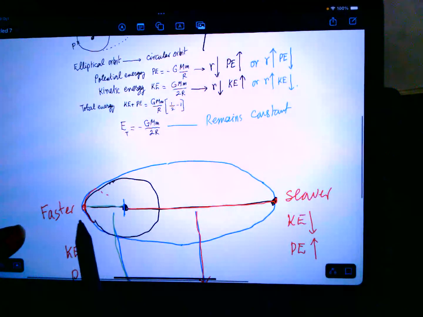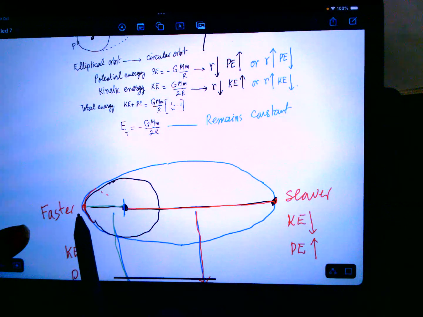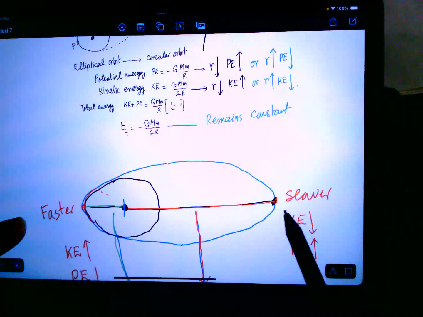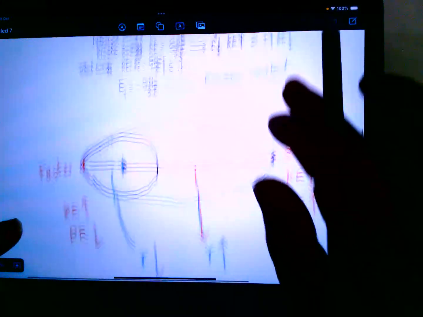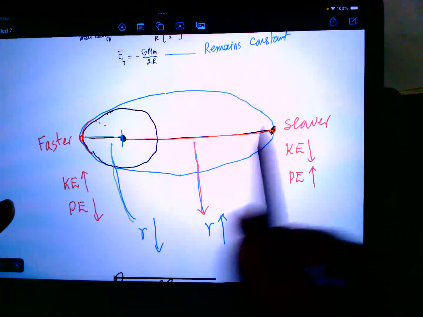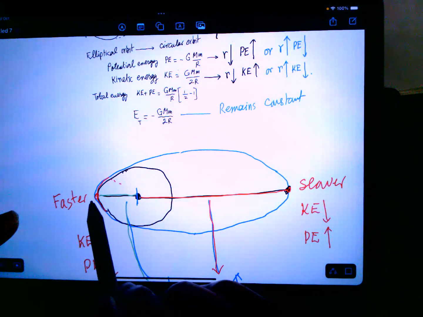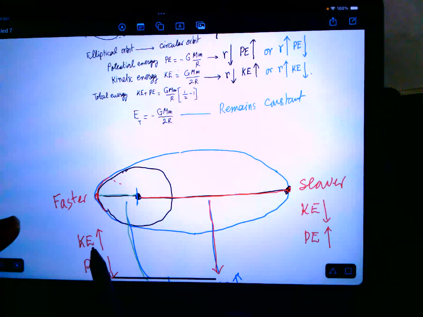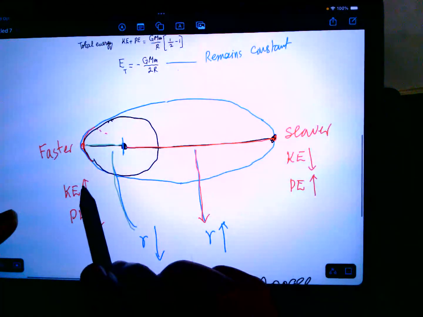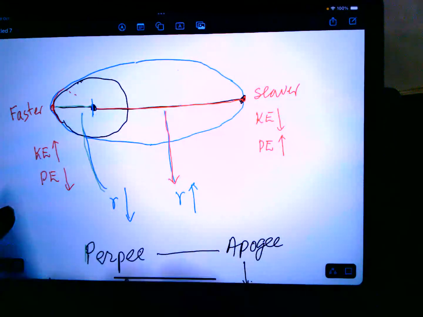So this is the closest point, and it is faster. The other is the farthest point, and it is slower, because of Kepler's law of equal areas in equal time. Here at this point, r is smaller. When r is smaller, kinetic energy is larger, and potential energy is lower. So r is smaller, kinetic energy larger, so it is faster.